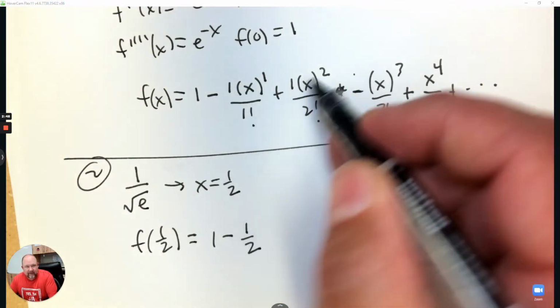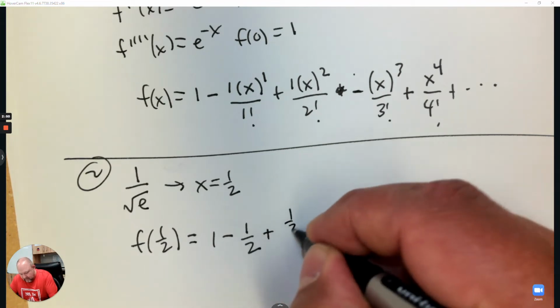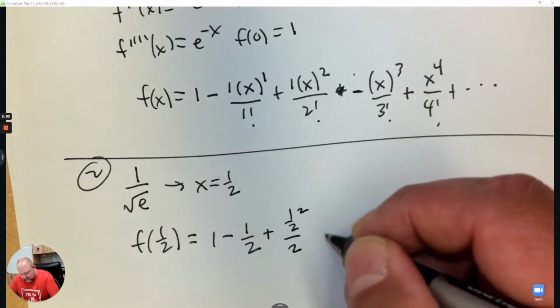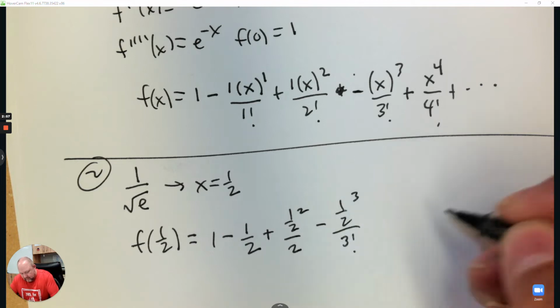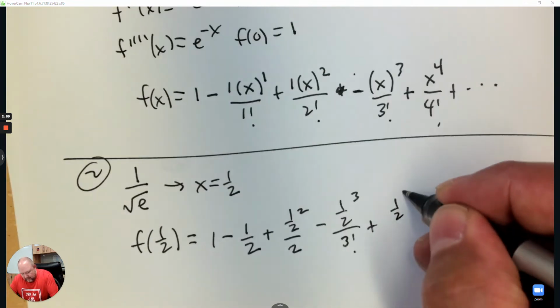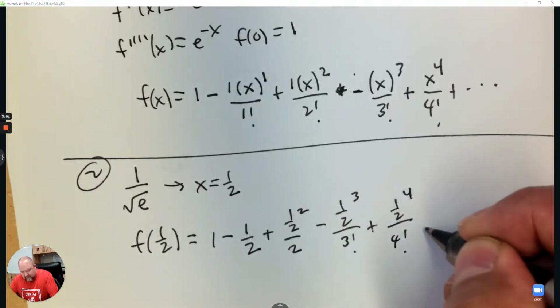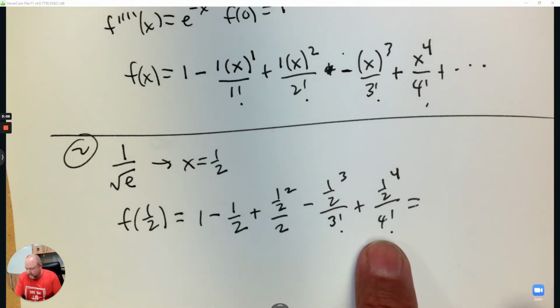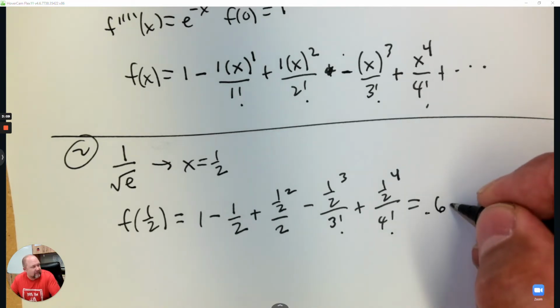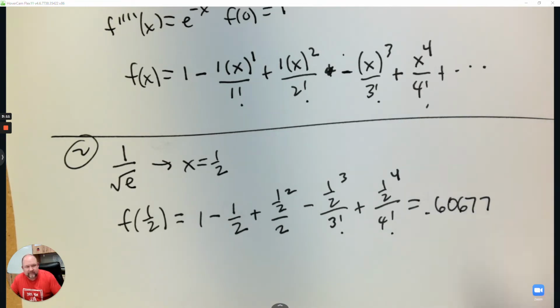So 1/2 divided by 1, we have 1/2 squared divided by 2. We have 1/2 cubed divided by 3 factorial, and we have 1/2 to the 4th divided by 4 factorial. And then you'd use your calculator to do it. And I'll do it for you. The answer is about 0.60677.